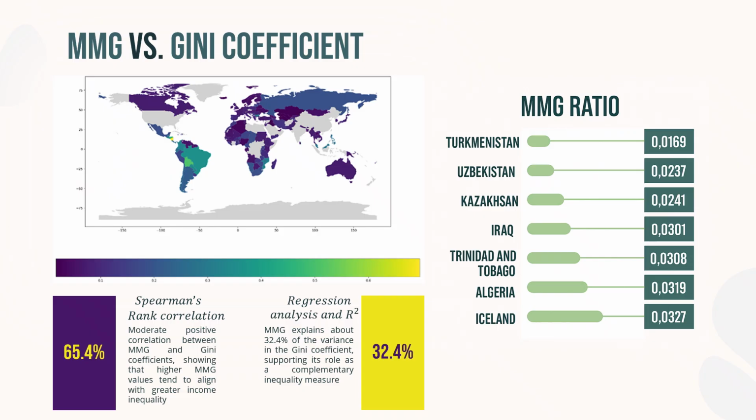I also compared MMG ratio with the Gini coefficient. Using regression and correlation analysis, these results show that MMG explains about 32% of the variance in the Gini coefficient. The Spearman's correlation was around 0.65, indicating a moderate positive relationship. In simple terms, higher MMG values tend to align with greater inequality as measured by the Gini. This supports MMG as a complementary tool, not a replacement, but it captures structural aspects of income distribution.